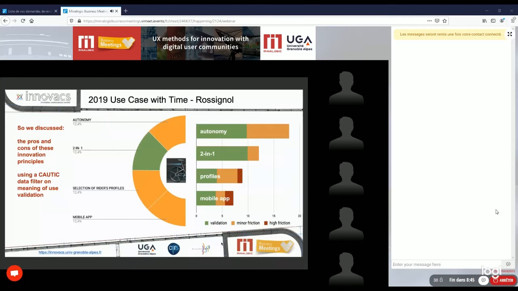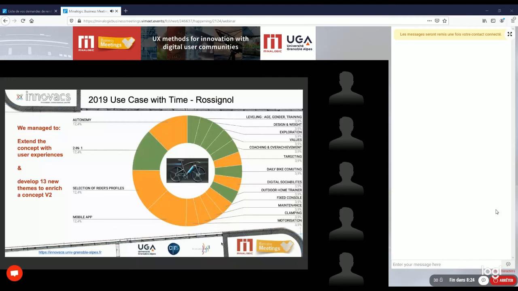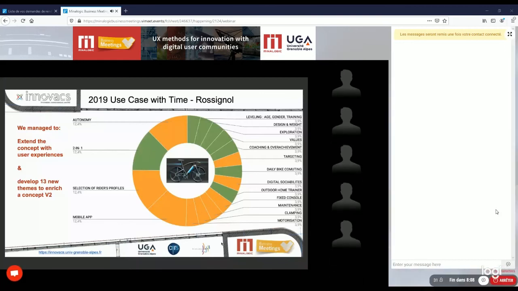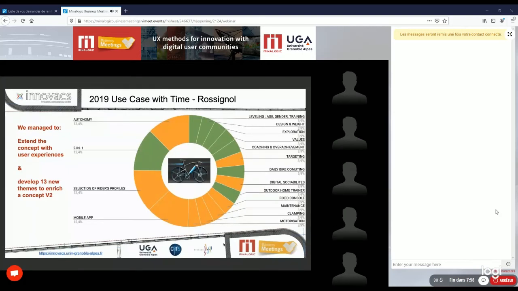So this step of the study also helped us discover the full potential of the concept in terms of user experience. That is to say, we managed to enlighten 13 new themes around the 4 we decided at the beginning. On the right side of the slide, you see the concept is in fact much more complex than we imagined at first. So when you do a CAUTIC listening, you get a lot of data that looks like noise, but you don't throw it away. You use it because you know these are the data constitutive of the whole user experience.